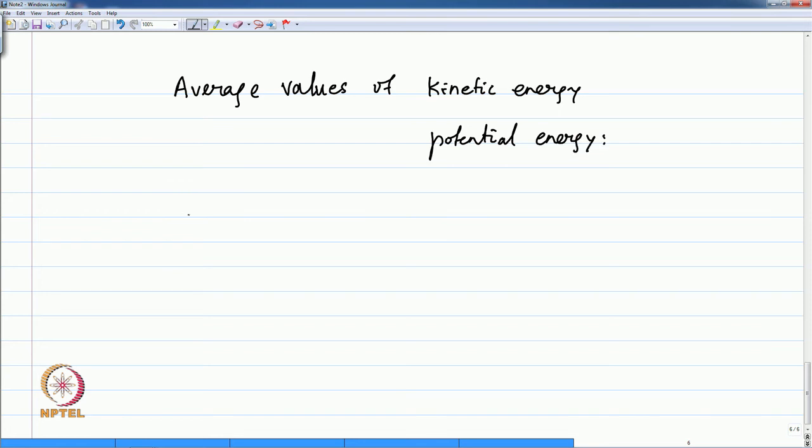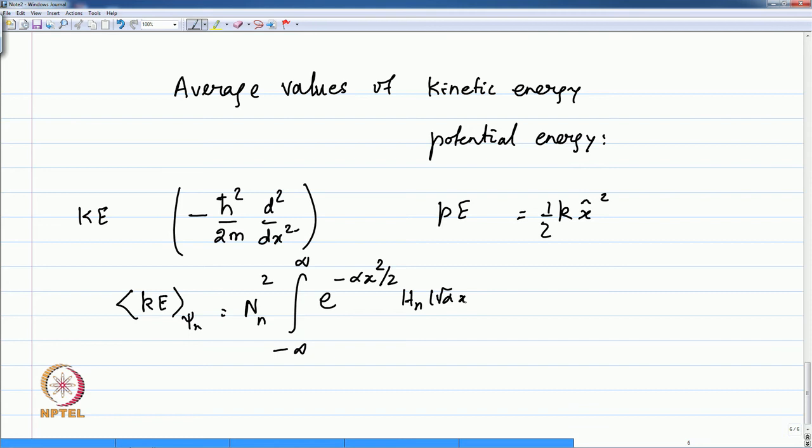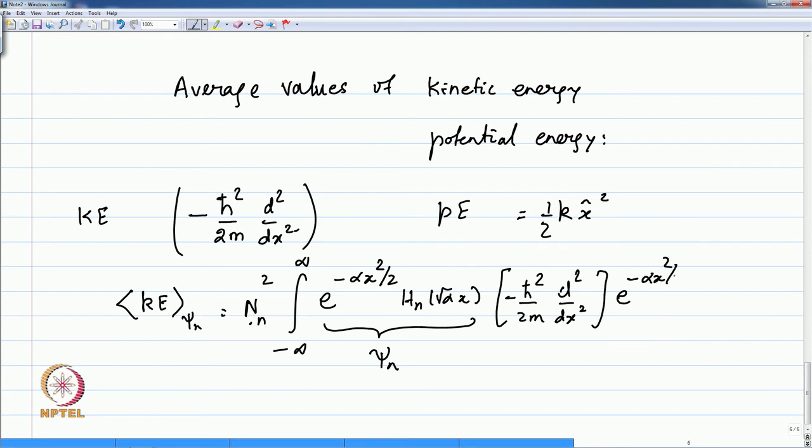Okay. So, the kinetic energy term is given by minus h bar square by 2 m d squared by dx squared. This is the operator for the kinetic energy. The potential energy operator is, of course, half k x squared, x being the operator. So, when you talk about the average value of kinetic energy at psi n, you discuss this quantity, namely N squared, integral from minus infinity to plus infinity, e to the minus alpha x square by 2, H n root alpha x. This is the psi n with the normalization constant N, and then you have the operator, which is minus h bar square by 2 m d square by dx square, again acting on the wave function e to the minus alpha x square by 2 H n root alpha x dx.